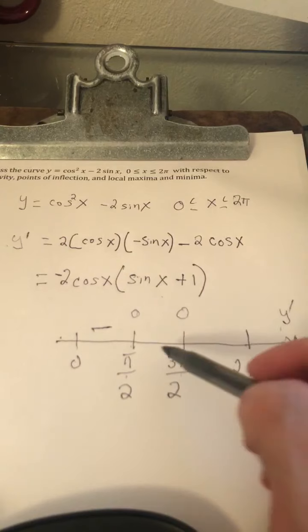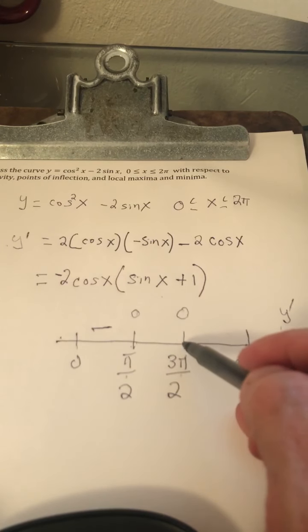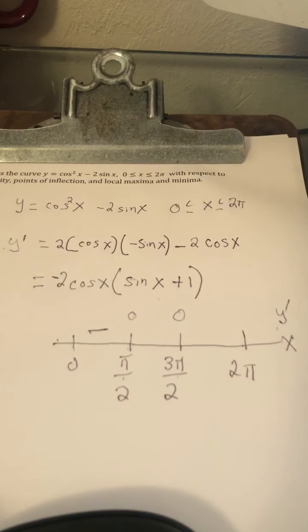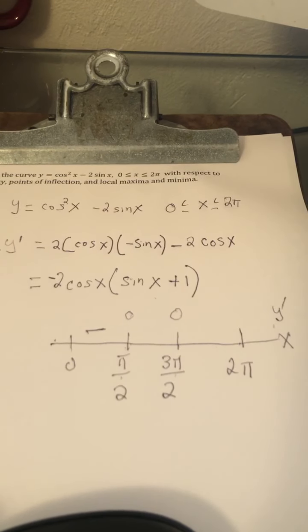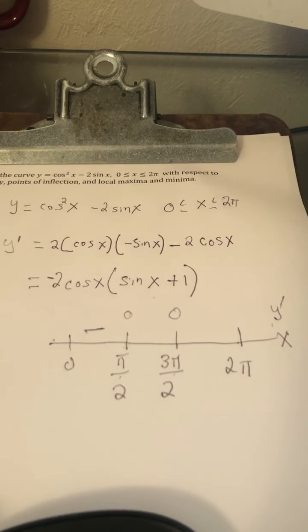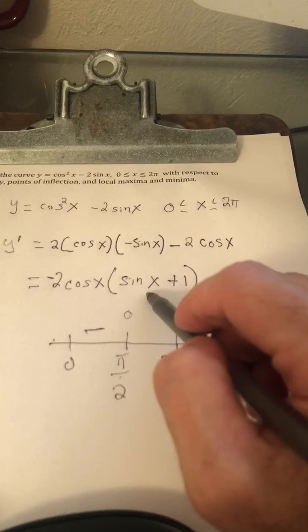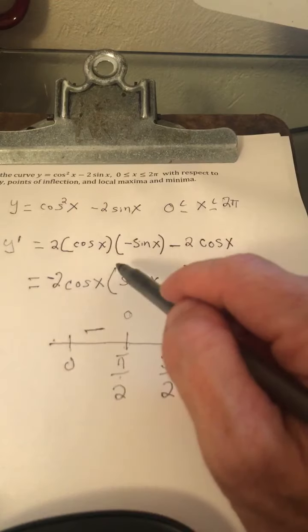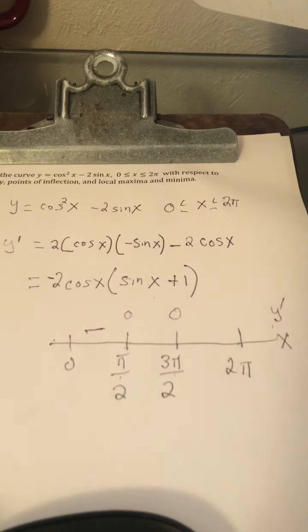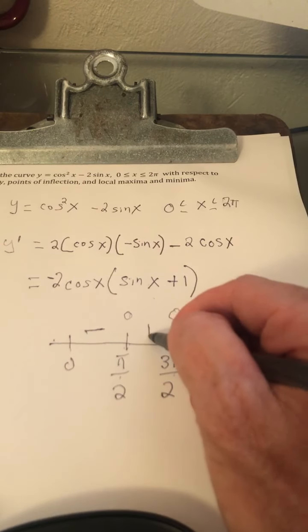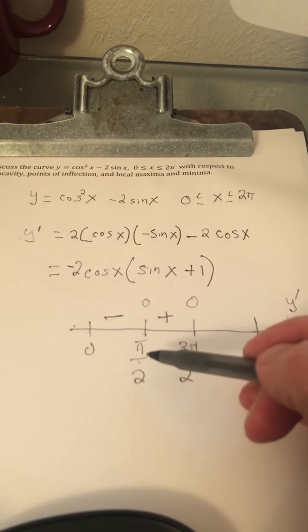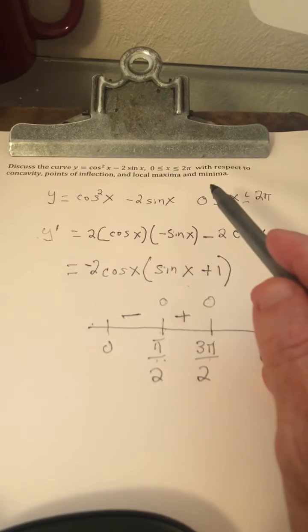Now between pi over 2 and 3 pi over 2, keep in mind these are the only two x values where the derivative could actually change sign. So what you can do is plug in a test point, something between pi over 2 and 3 pi over 2, and I think pi will work. Sine of pi is 0, cosine of pi is negative 1, but I have a negative 2 here. So between pi over 2 and 3 pi over 2, the first derivative is actually positive. So what that tells us is that at x equals pi over 2, we're going to have a local minimum.